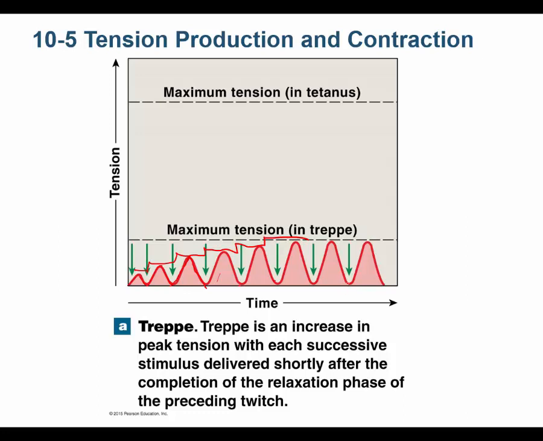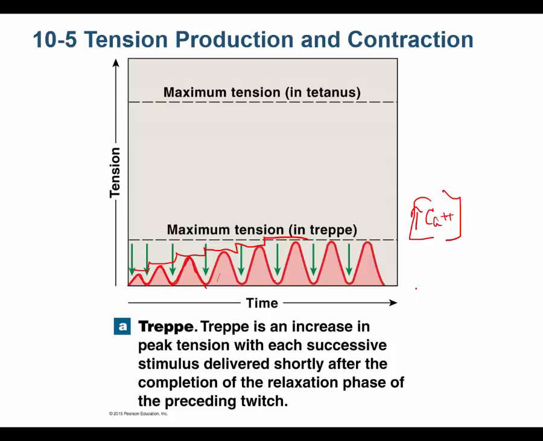So what's the reason for this? Well, the reason for this is progressively increasing calcium concentrations. And why would that be? Because you did completely relax, but you sent another signal before all the calcium was pumped back into the SR. So that's why we get increasing tension from these twitches.